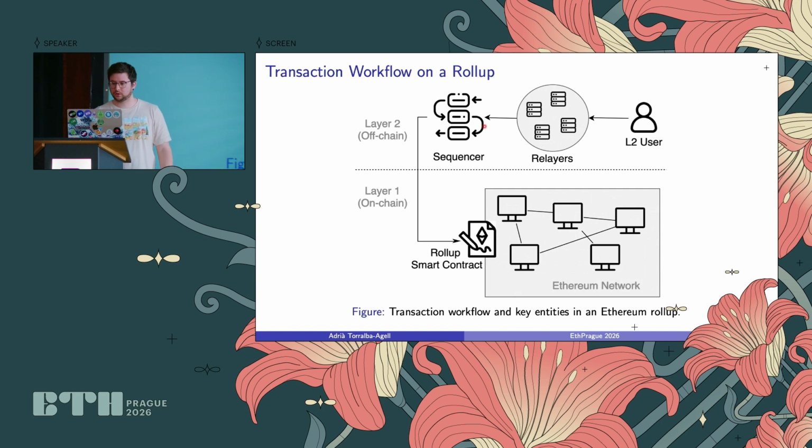And once all this process is done in the L2 world, then we have an interaction with the L1 world. In our case, this will always be an Ethereum network, and typically the sequencer on L2 interacts with the rollup smart contract or contracts that are deployed on L1.